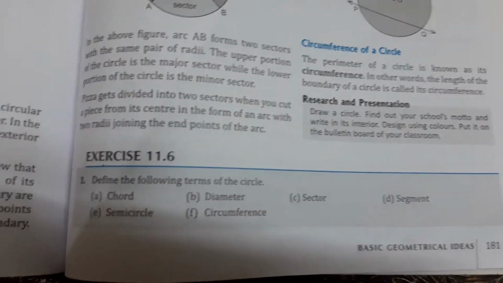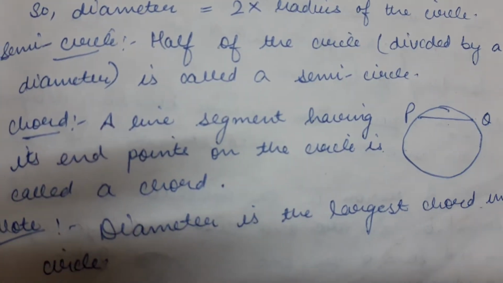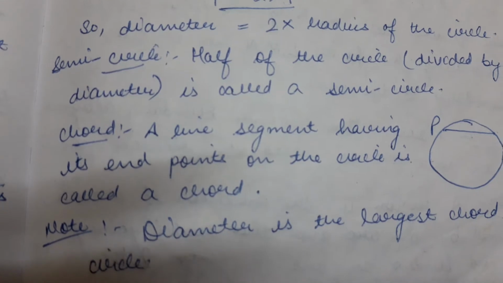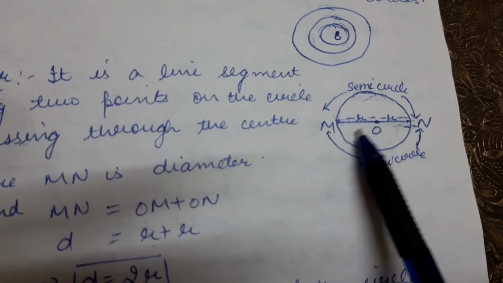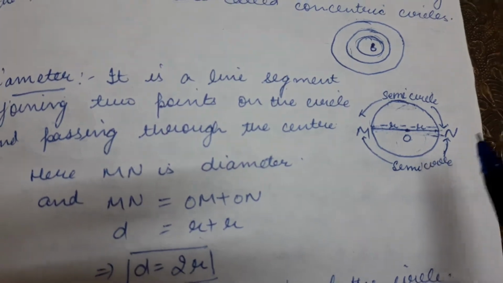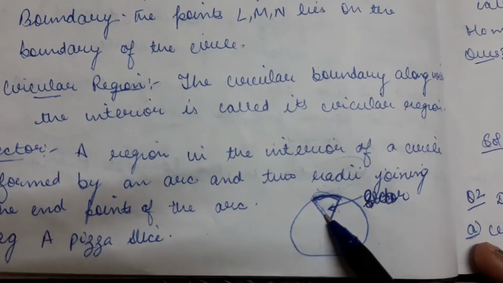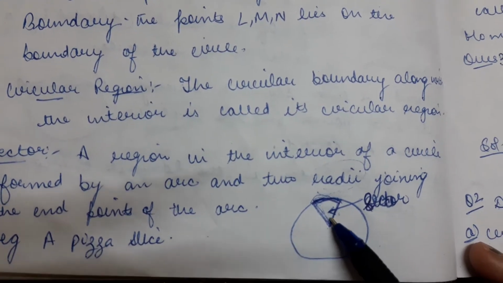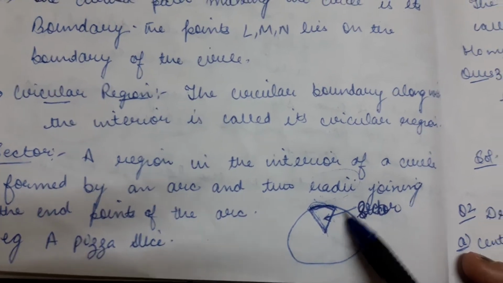As we know, chord is a line segment which joins the endpoints of a circle. Then we have diameter. Diameter is a line segment which passes through the center and joins the points on the boundary of the circle. Next is a sector. Sector is the region in the interior of a circle made with the two radii and the arc. So this is known as the sector of the circle.